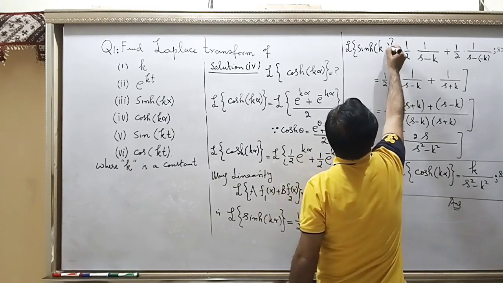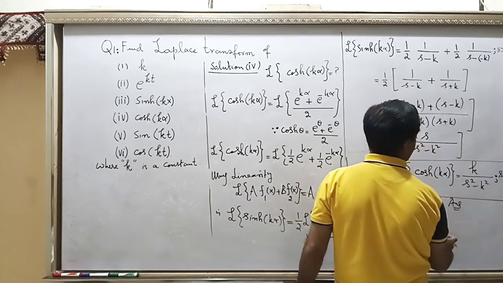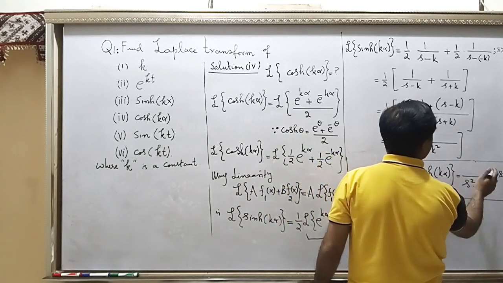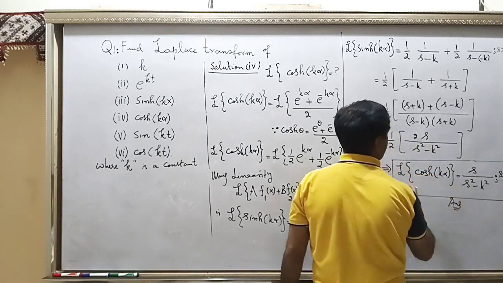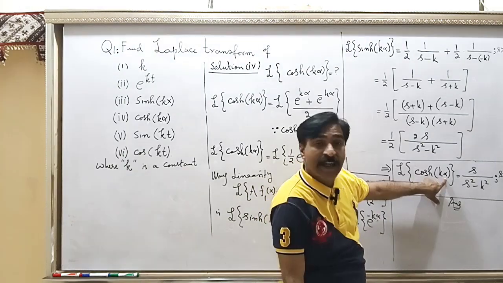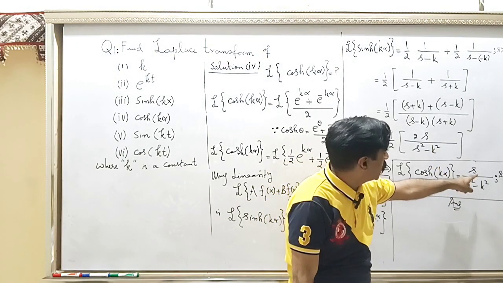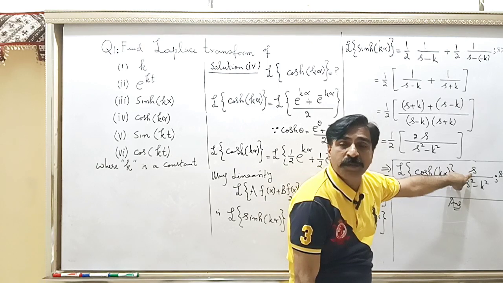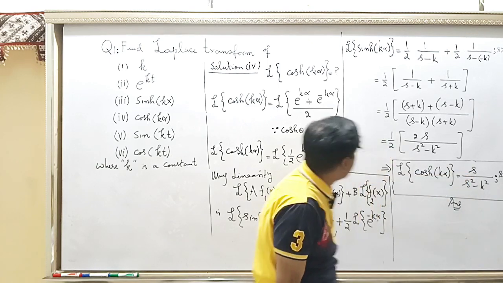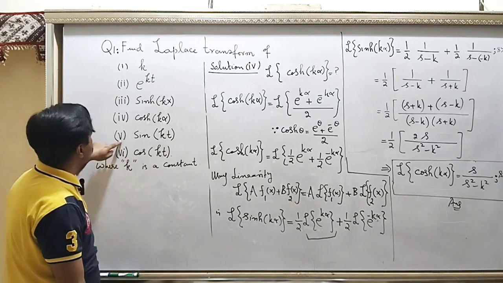Here is K alpha and your answer is, instead of K, you have now S, over S square minus K square. So this is the Laplace transform of cos hyperbolic K alpha. And this is very similar to the previous result. There is a change in the numerator only. In place of K you have S. Now let's have this one.